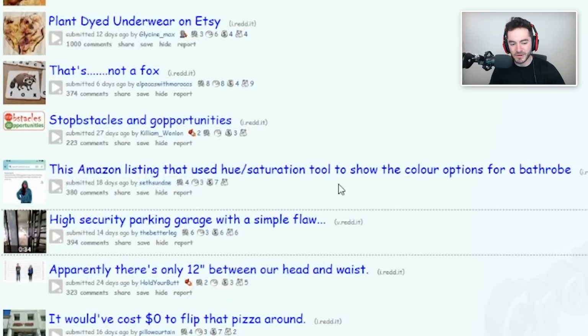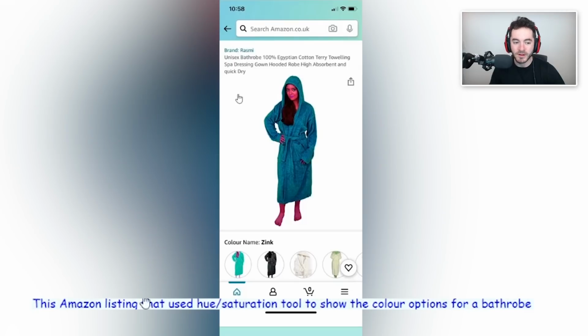This Amazon listing that used hue/saturation tool to show the color options for a bathrobe. No, actually what happened is she was out in the sun for way too long. Really needs to go to the hospital, but instead just went to the photo shoot for the bathrobe. So hopefully she got the medical care that she needed before the skin started coming off from that bad of a sunburn. That's a bad image to think about.